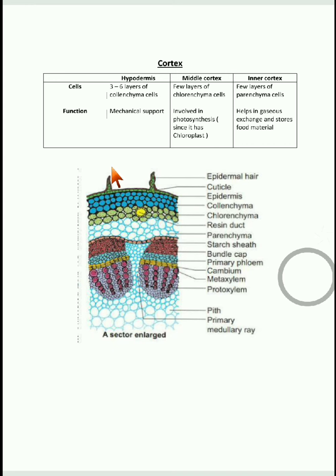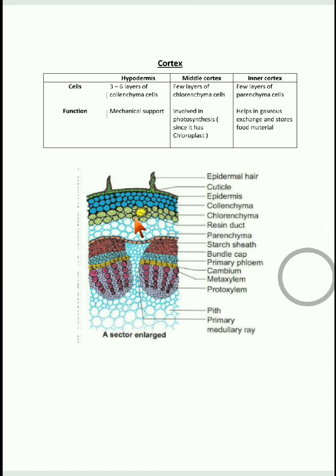As we have seen, cortex is made up of three regions: hypodermis, middle cortex, and inner cortex. The first one is hypodermis. 3 to 6 layers of collenchyma cells are present here. These collenchyma cells give mechanical support, that is, they protect the plant from injury and shock. They give flexibility so that the plant can bend when there is wind or some other external injuries, and it will not break.